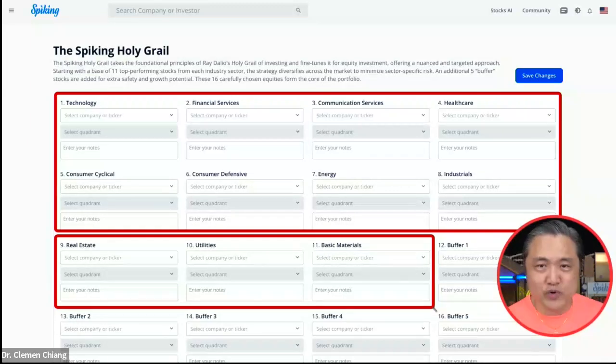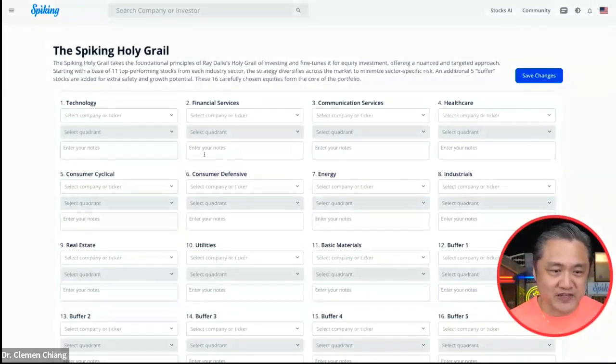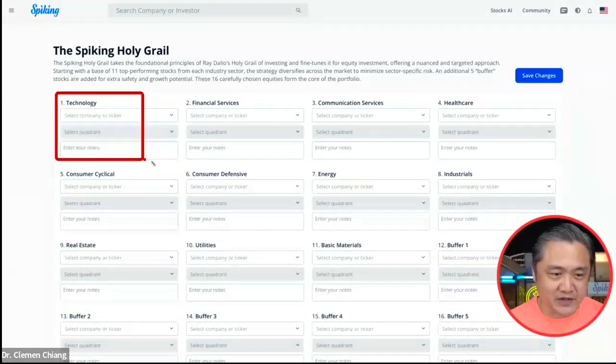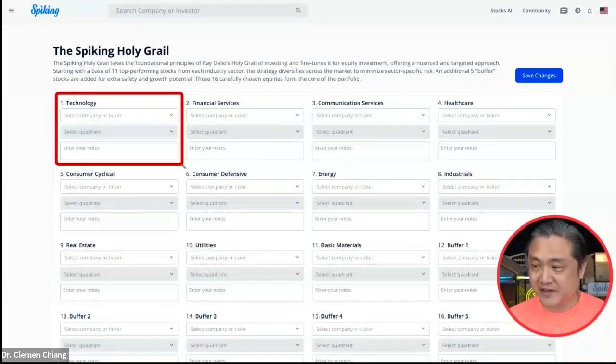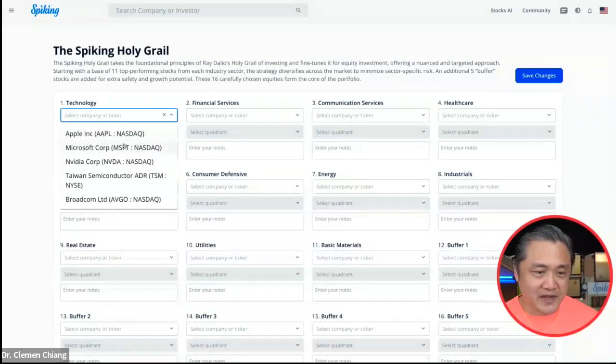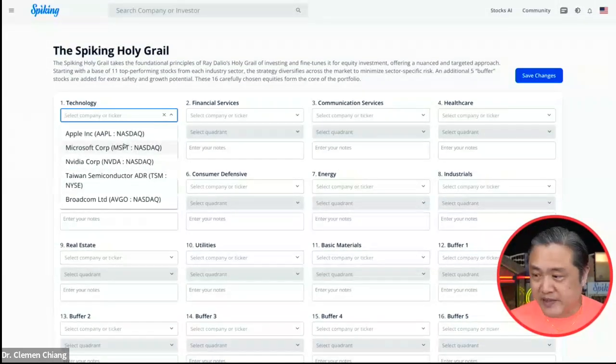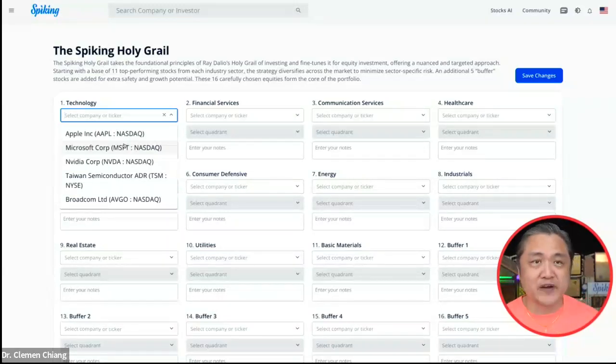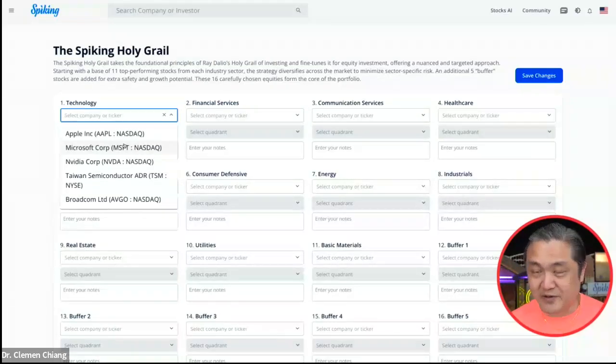So what we're going to do among these 11 is, take for example, right up here under technology. Go and click under this space here called select company or ticker. Straight away it will tell you which are the common technology stocks. Now, if Apple is under technology, you can't find Apple in the other 10 sectors anymore. It's very, very well organized.